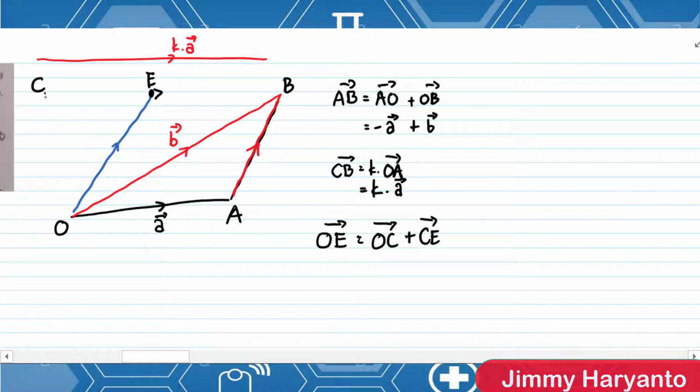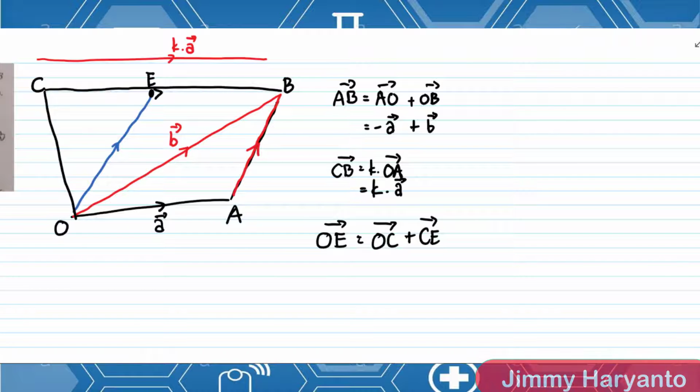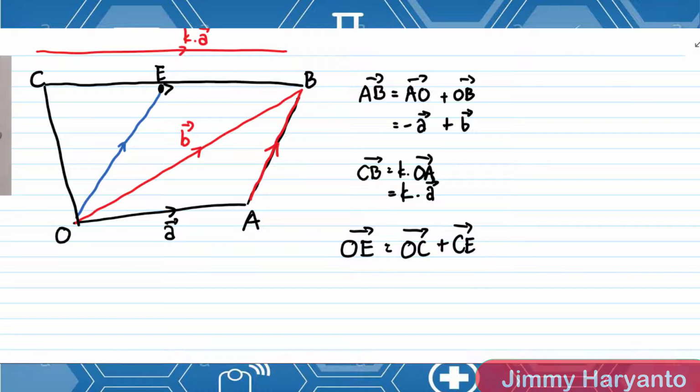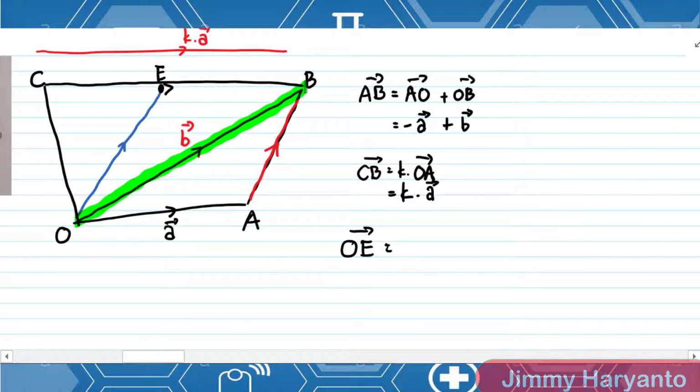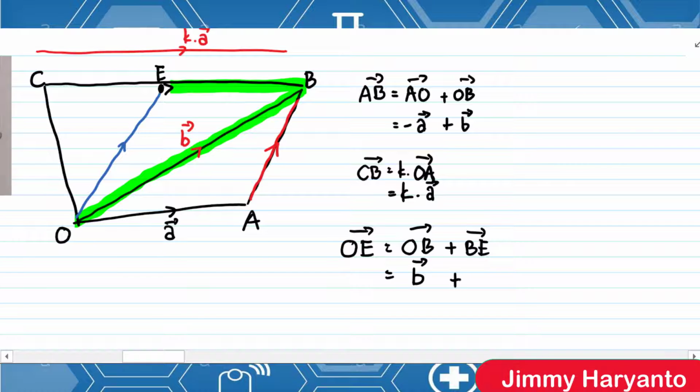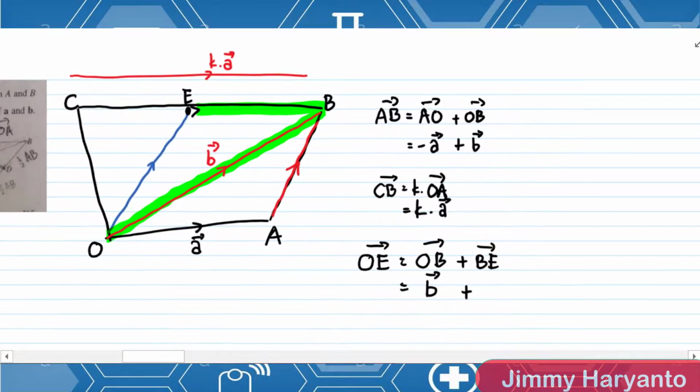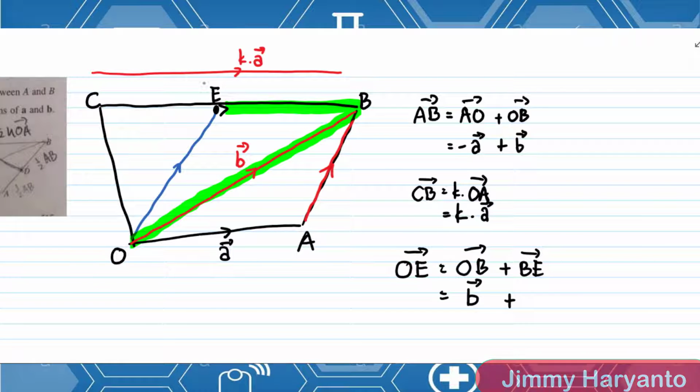Oh my god, so hard. Wait. Okay. So for OE, let's try to find another route. Maybe I can go diagonally and then move to the left side. So the formula will be OB plus BE. Okay, OB is B and then plus BE. Nah, BE kita nggak punya nih, kita punyanya CB. Kita coba bagi dua dulu.